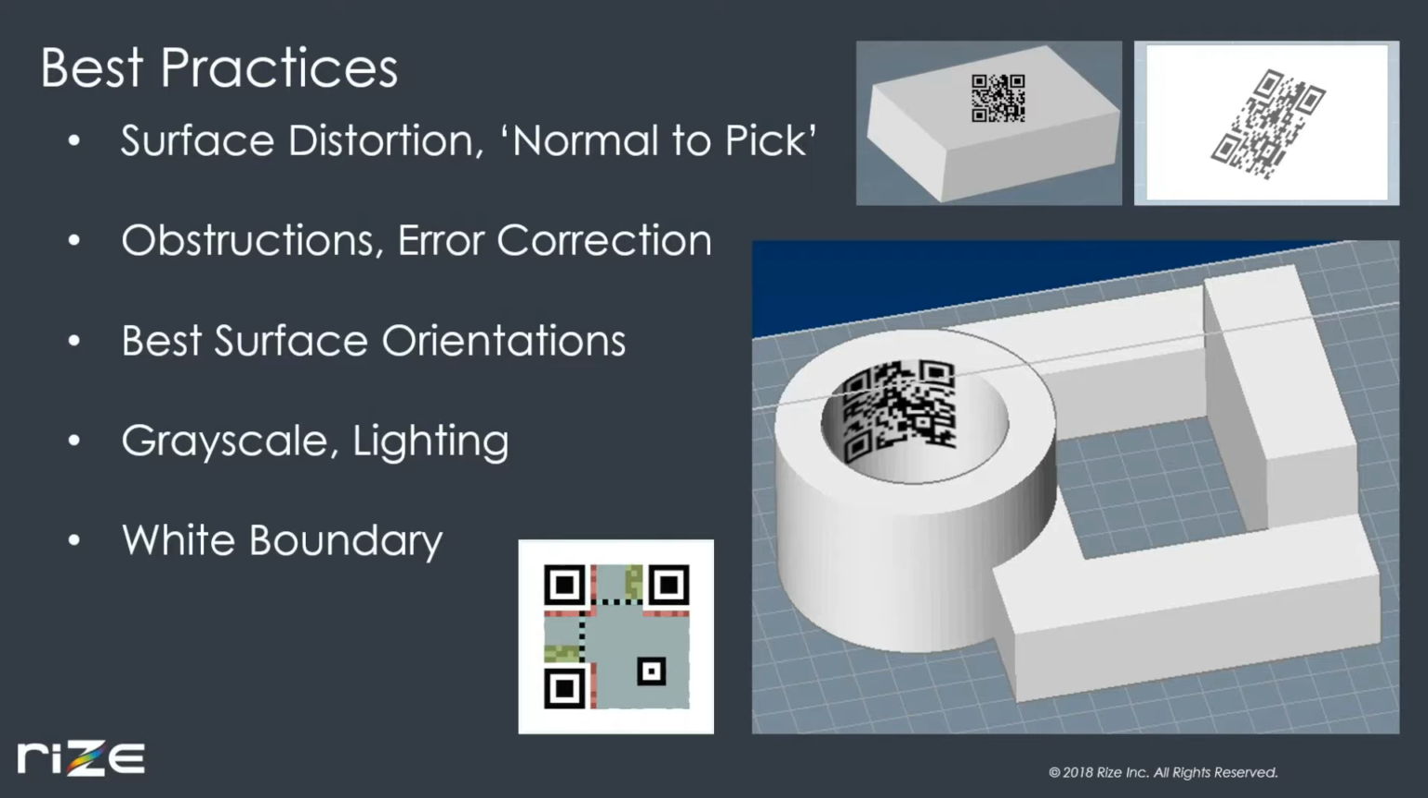Finally, each QR code image includes a white boundary that helps scanners isolate the code from its surroundings. Don't put QR codes too close to an edge, as is shown in the model, because this could also prevent the code from scanning.